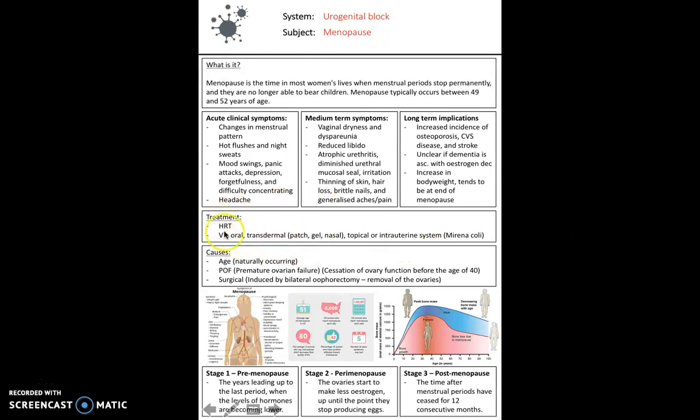Particularly bad cases of the menopause can be treated with HRT, and this can be given orally, transdermally, topically or via an intrauterine system. However, this is only if the symptoms are particularly bad. And you can classify the symptoms from acute clinical symptoms to medium to long-term implications. It's also important to be aware of the 3 stages of menopause, so premenopause, perimenopause and postmenopause, in order to understand the stage that the patient is at.